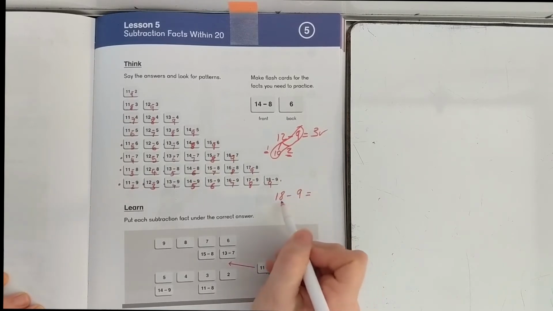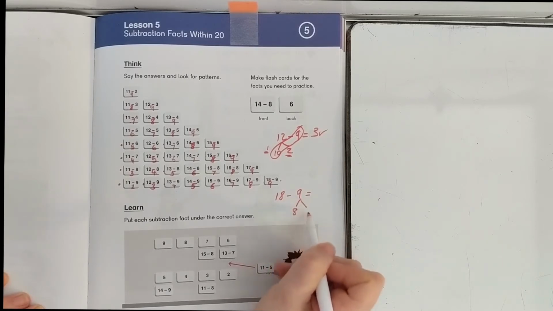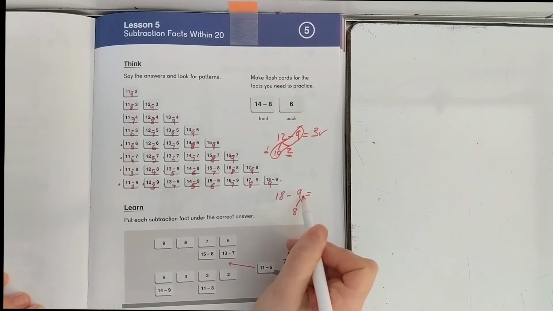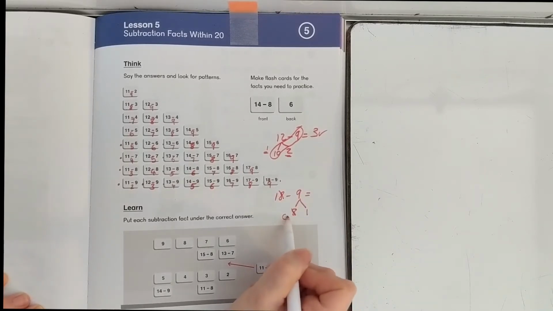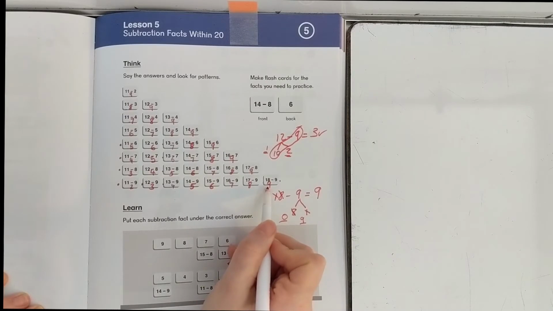And this time I want to take away from the 8 first. So I'm going to say inside the 9 there's an 8 and a 1, right? 8 plus 1 is 9. Now I can take away from the 1's place first. 8 minus 8 is 0. 10 minus 1 is 9. Add those leftovers, our answer is 9. And we got it right.